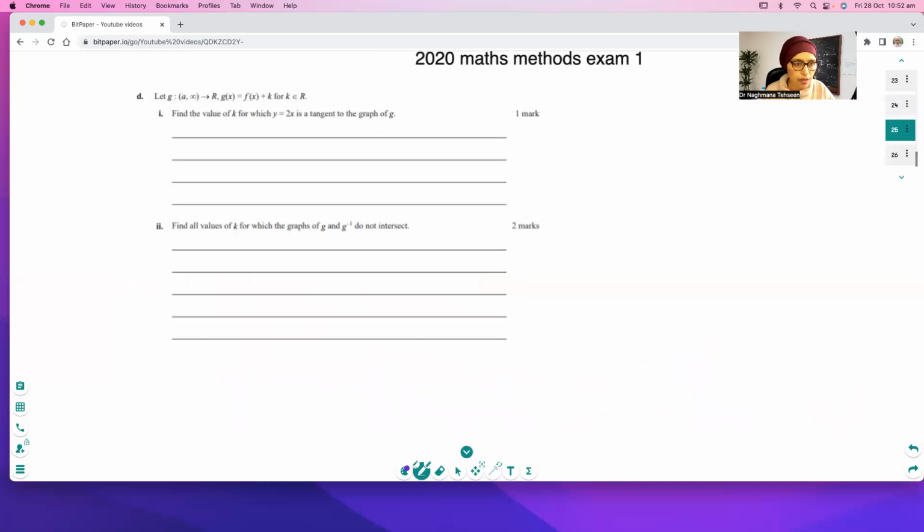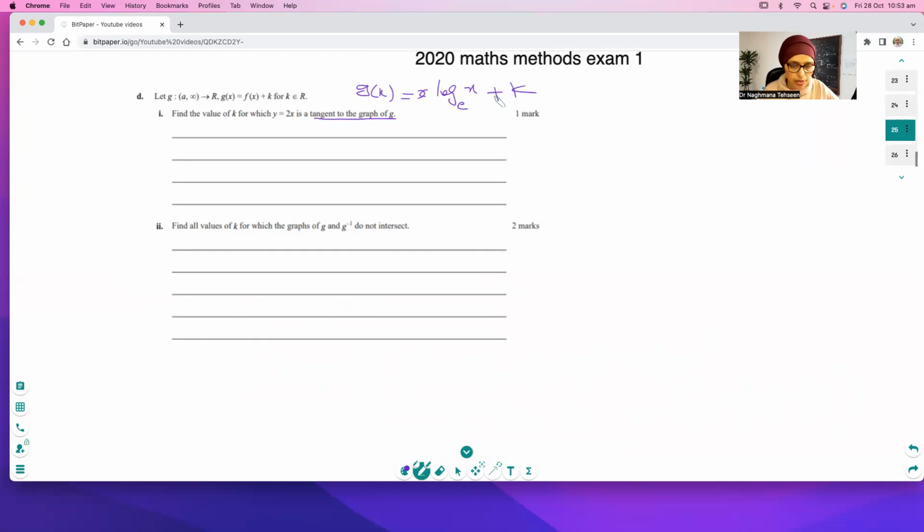Now we have the D part of the question where g is a function defined from a to infinity, and g of x is f of x plus k. The graph is being translated. Find the value of k for which y is equal to 2x is a tangent to the graph g. So we said g of x looks like x log e x plus k.